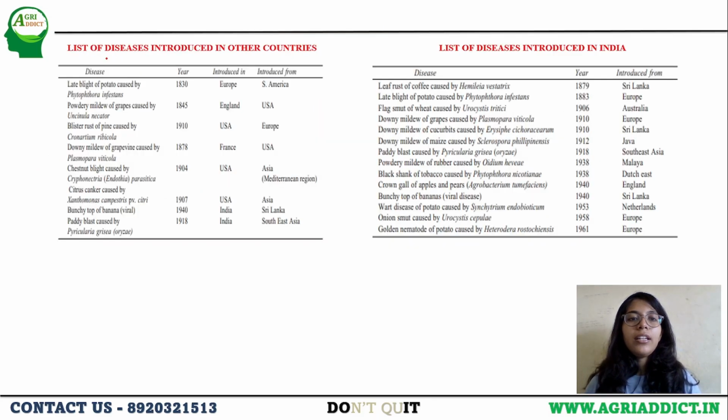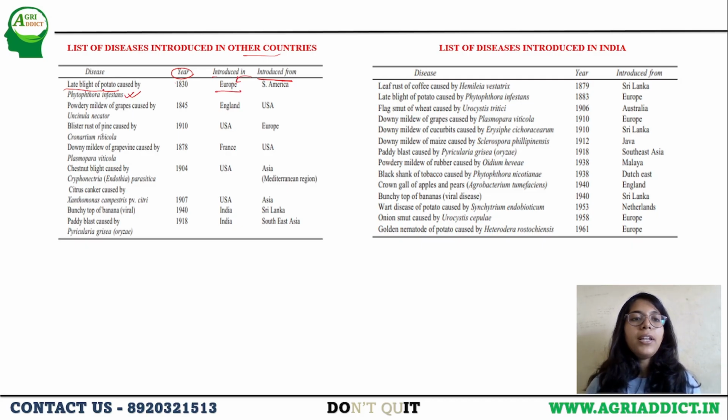So I gave here the list of the various diseases that have been introduced from other countries. You can remember the most important ones. For example, the late blight of potato. The causal organism name is also given, the year of introduction is given, and the place from where it is introduced and the place to which it is introduced.